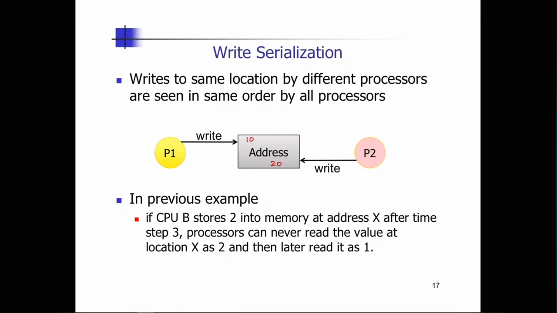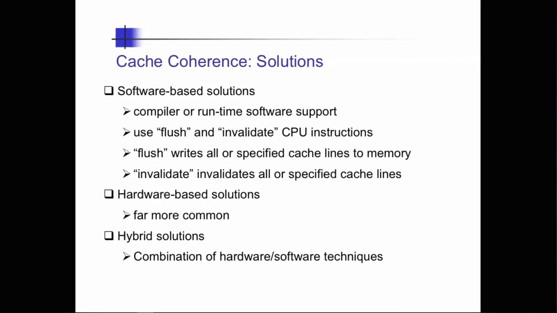So if all these three criteria or features are satisfied, only then can we call a memory system coherent. Alright, so that's the problem. And let's see if we can find some solutions.